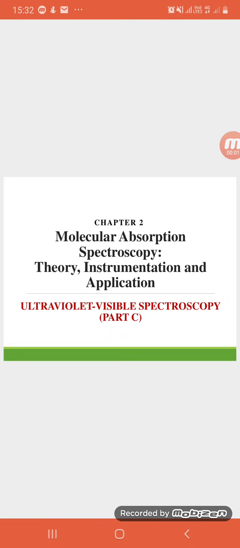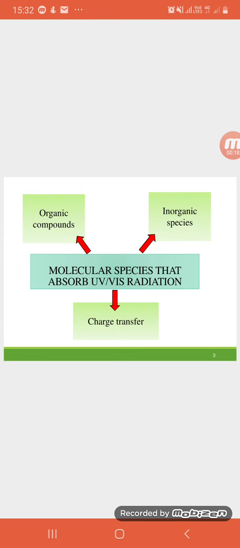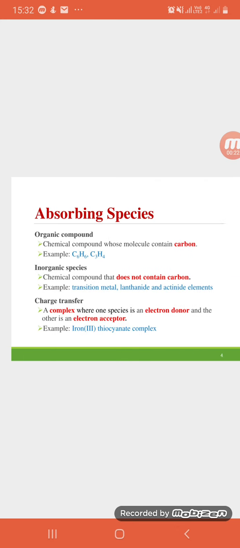Ultraviolet visible spectroscopy is the study of the interaction between UV visible radiation and the molecule of interest, which is our sample. There are three types of molecular species that can absorb UV visible radiation.